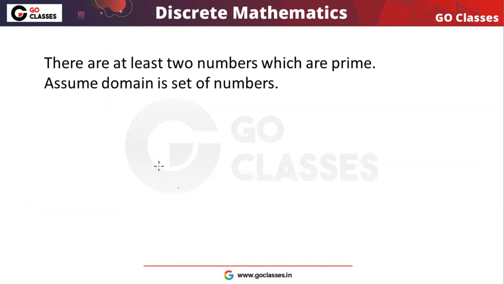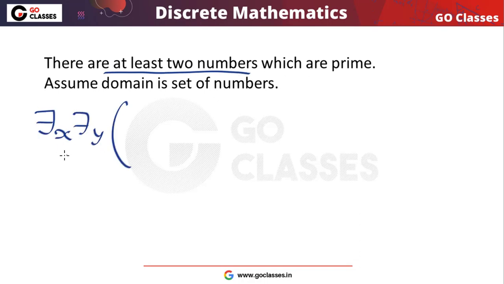Let's see the next example. There are at least two numbers which are prime. It means there exists x, there exists y. Two numbers must be there. So there exists x, there exists y, such that they must be different first of all.